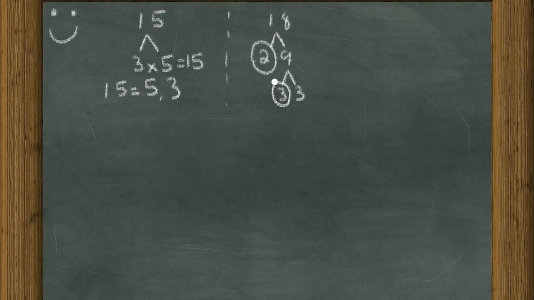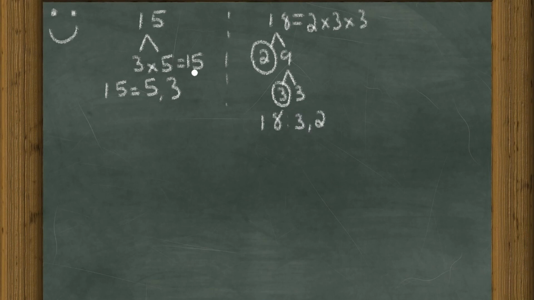So another way to write what I've written here is to say that 18 is equal to 2 times 3 times 3. But when we say what are the factors of 18, or the prime factors, I'm just going to write one instance of each of the prime factors. So 18 can be split up to 3 and 2.